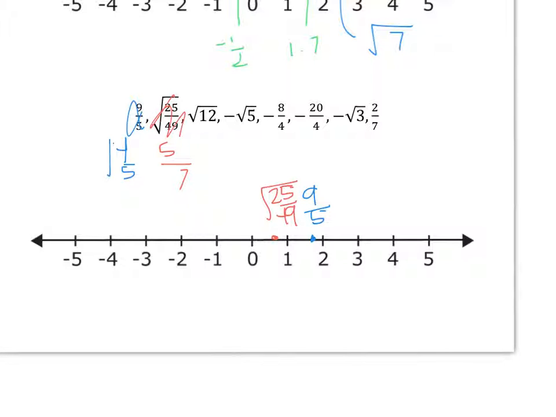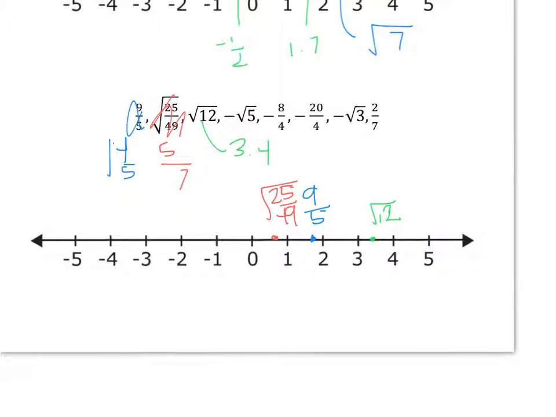Cross that one out. Square root of 12 is between the square root of 9 and square root of 16, so between 3 and 4. And it's actually almost right in between. So we could say that this would be about 3.4, almost 3.5. But let's stick with the 3.4, so that would be about right there, a little less than halfway, and that's the square root of 12.